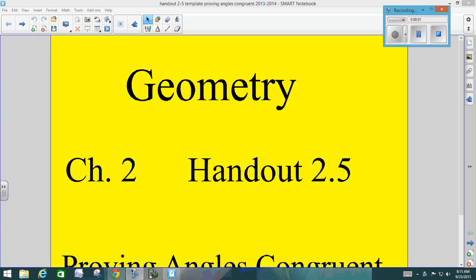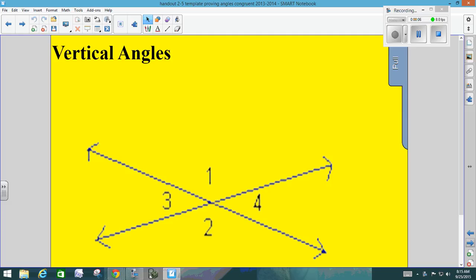Proofs in this chapter: we're going to be proving that angles are congruent, so less of the segment stuff. Before we prove them, we're going to review some angle pairs.